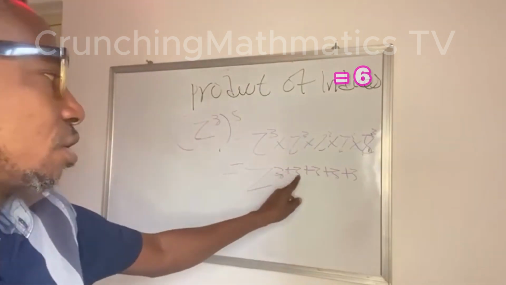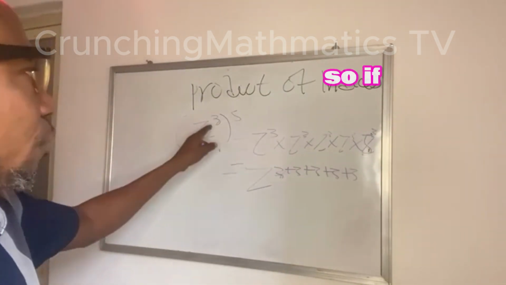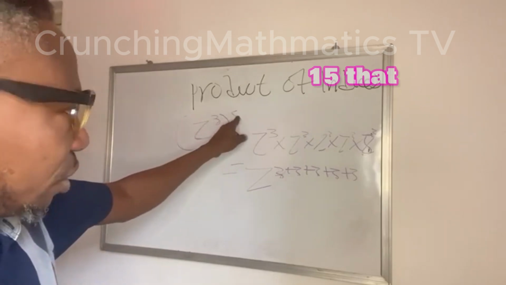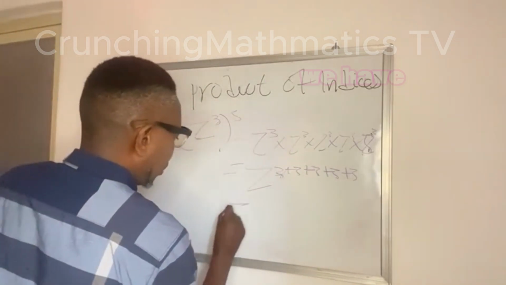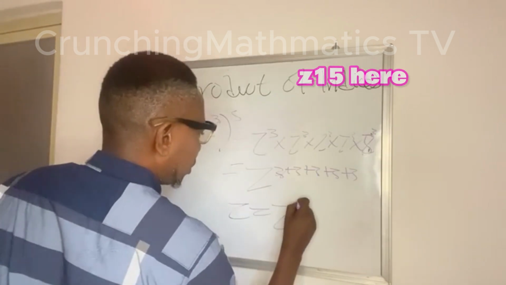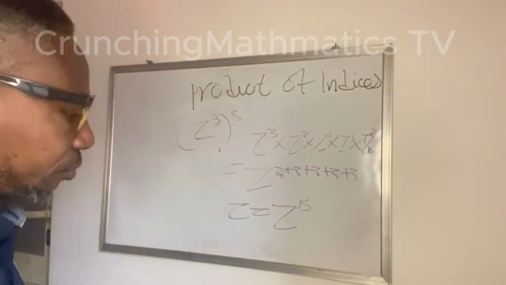So 3 plus 3 gives us 6. 6 plus 3, 9, 9 plus 3, 12, 12 plus 3, 15. So if you look at this, we have 3 times 5, 15. That will be the same answer. So now we have z^15 here. So it's very simple as that.